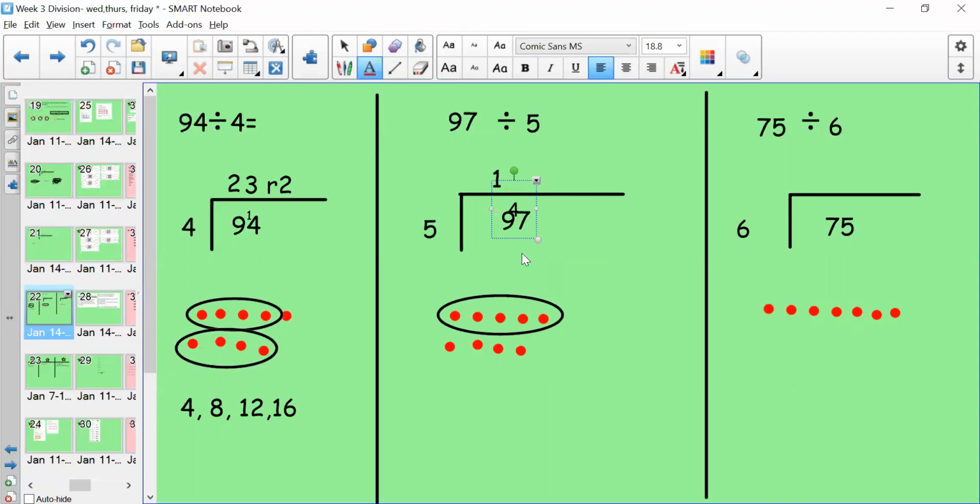Okay, so now we've got a new number of 47. So instead of drawing 47 counters, which will take us a long time, we know that the 5 times table always ends with a 5 or a 0. So we already know that it's not going to go into 47 exactly. But what we do know is that 9 times 5 equals 45. So therefore, we know already that 5 will go into 47 9 times.